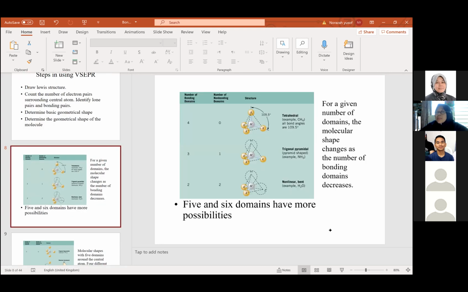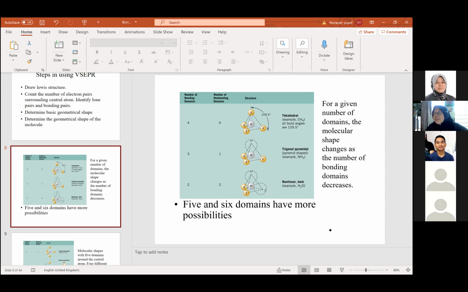Okay, for example, if you are given NH3, let's say the question asks about NH3, and you have to identify one is the electronic geometry, the other one is the molecular geometry. So you have to look at the question. If they don't ask and just ask for molecular structure, then you go straight to the molecular geometry. So if you are given NH3, you have to know how many bonding domains and how many non-bonding domains. And how do you know that?